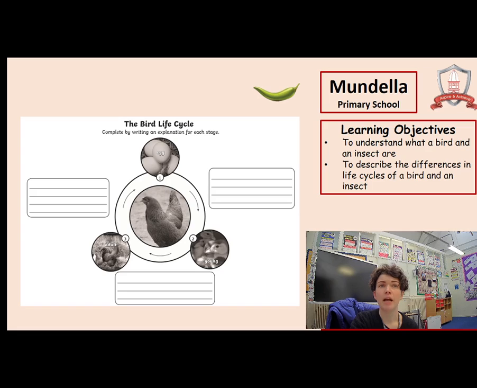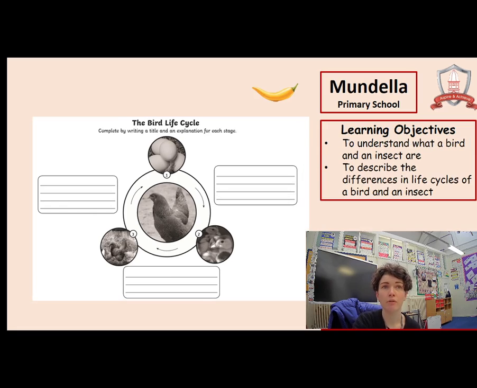Green chili challenge. I'd like you to complete this bird life cycle by writing an explanation for each stage. You've got the picture and you've got the title for each one. All you need to do is to write an explanation. If you'd like something a little bit more challenging than that, we've got the yellow chili pepper challenge, in which you have the pictures, but you need to write your own title and explanation.